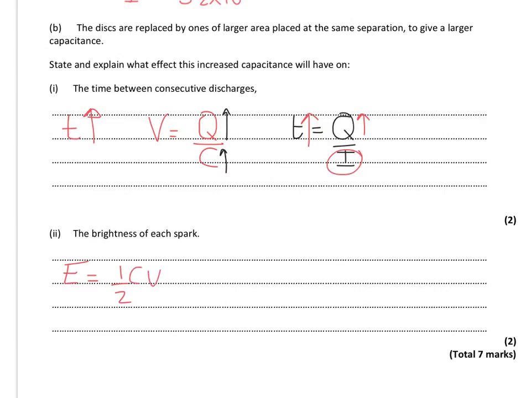However, if you increase the capacitance, whereas the breakdown potential is the same, so this is the same, this is increased, the energy stored in it will increase. So if you have more energy being discharged, you're going to see that in terms of the brightness increasing because of the increase in energy stored due to the increased capacitance.